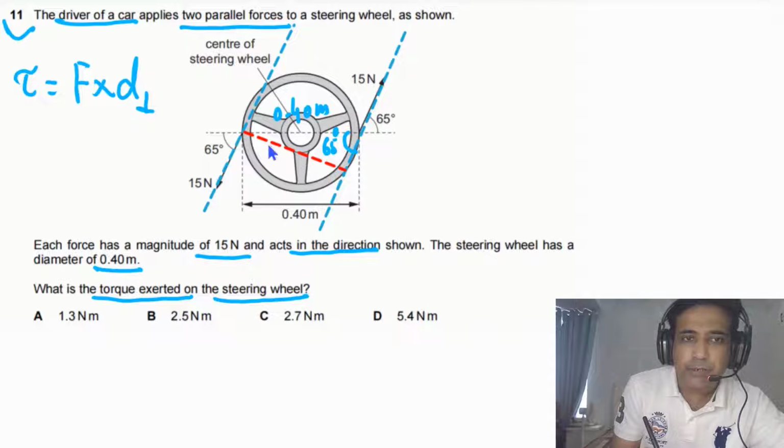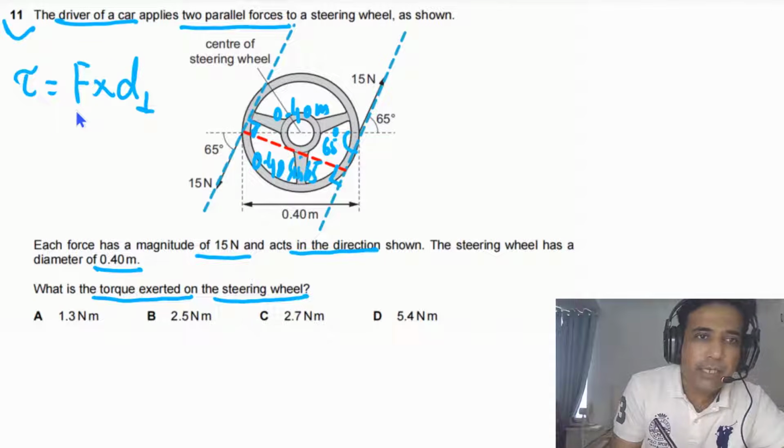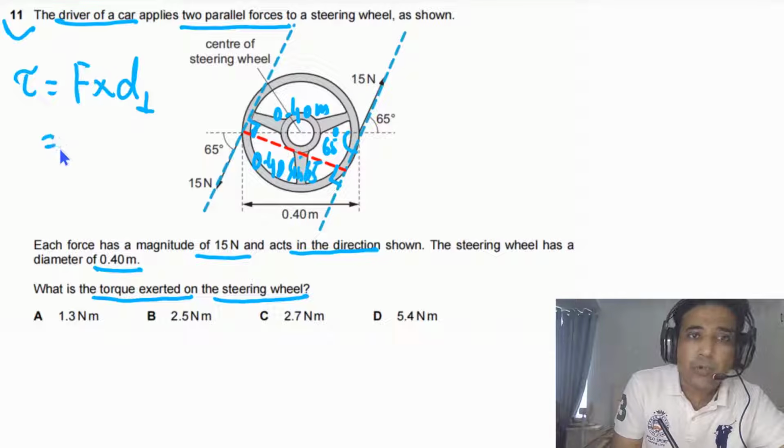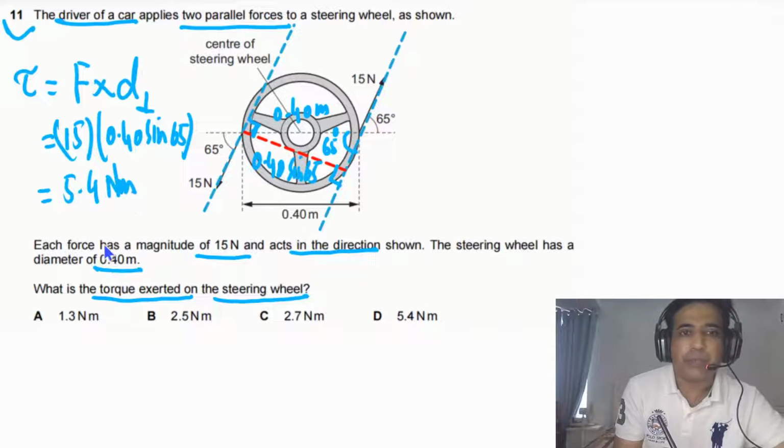We are interested in this perpendicular distance, because you can see this angle is 90 degrees, and here the angle also will be 90 degrees. So this side, simply you can find out, will be equal to 0.40 sine of 65. Now we can plug in values here and find the torque of the couple. The force we have is 15, and the distance is 0.40 sine of 65. If we solve this one, we will get 5.4 newton meters.